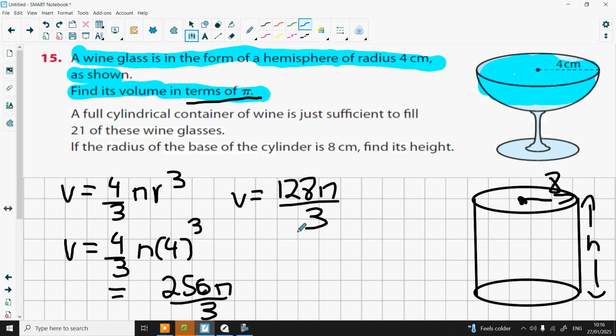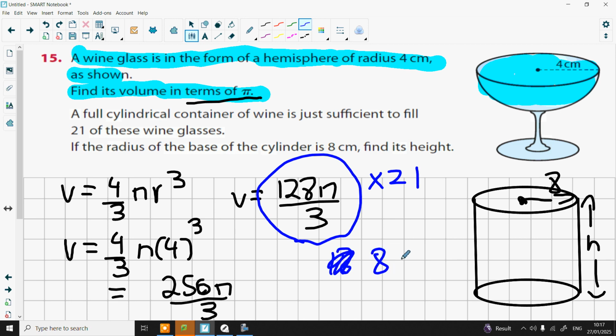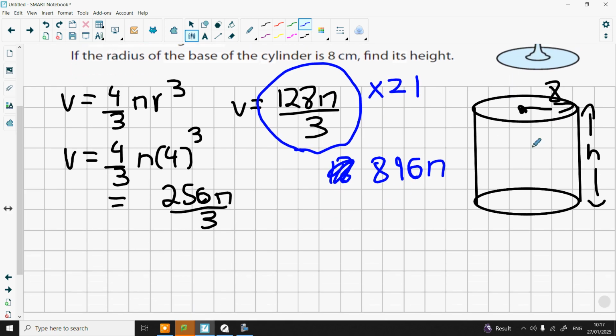Here's what I'd like you to do. I'd like you to get the volume of your glass, and multiply it by 21. So get the volume of your glass and multiply it by 21, because there's 21 glasses in that cylinder. What did you get? And no, multiply by 21. 896 pi. Okay.